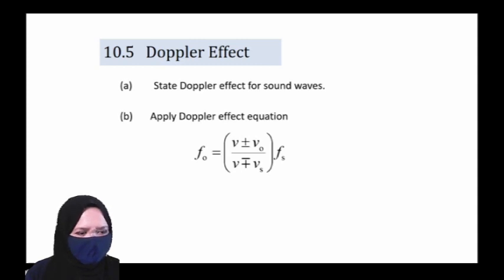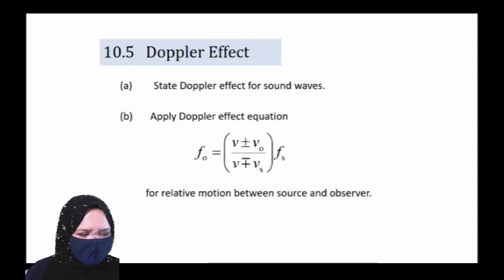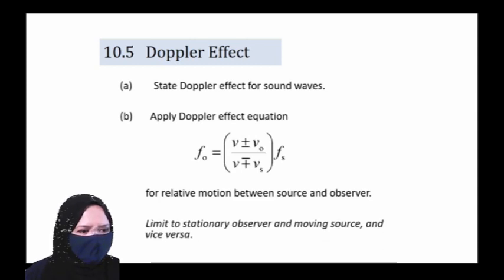The equation is f_o equals (v plus or minus v_o) over (v plus or minus v_s) times f_s. And this equation is for relative motion between source and observer, and it is limited only to a stationary observer and moving source or vice versa.